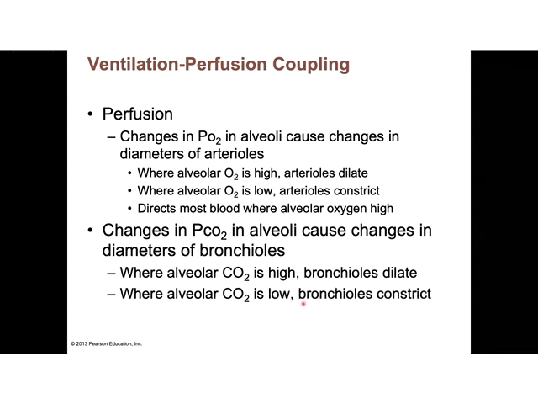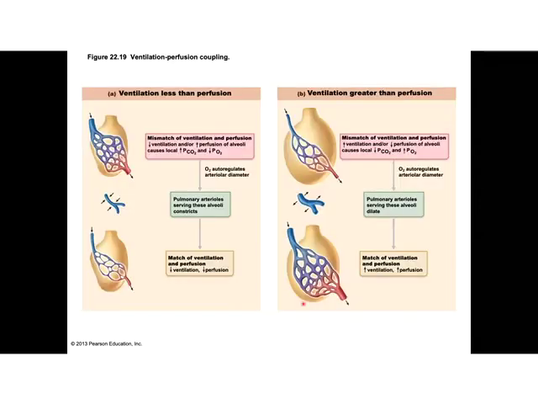Where alveolar CO2 is low, bronchioles constrict, right? And this allows elimination of CO2 more easily. So you can see here how this is working, right? Ventilation less than perfusion on the left, right? And ventilation greater than perfusion on the right, okay?